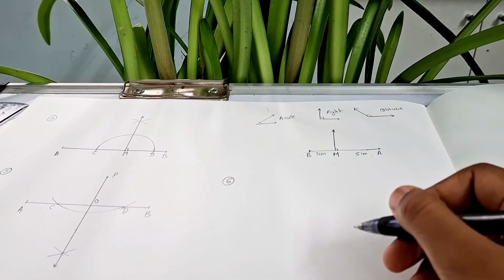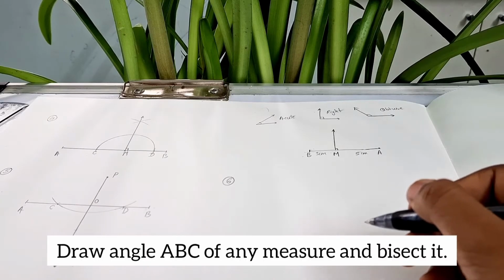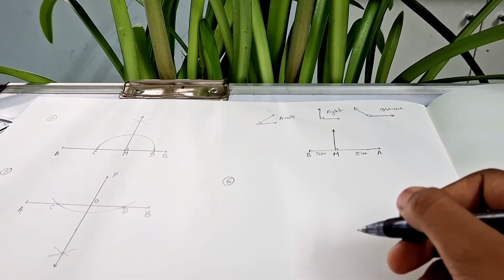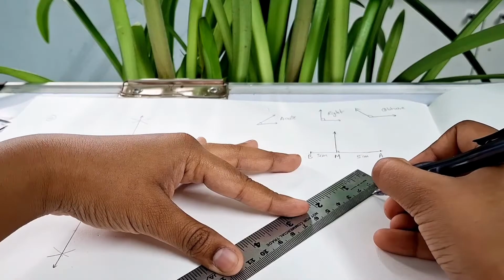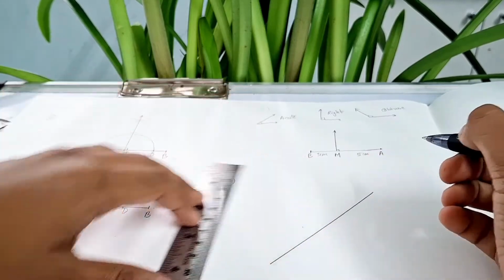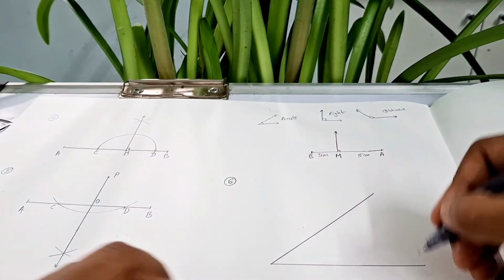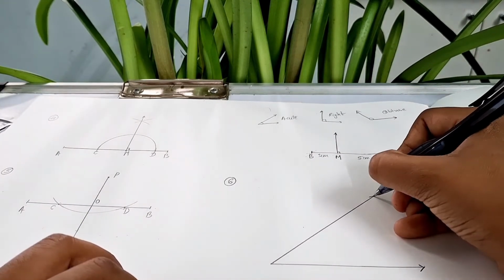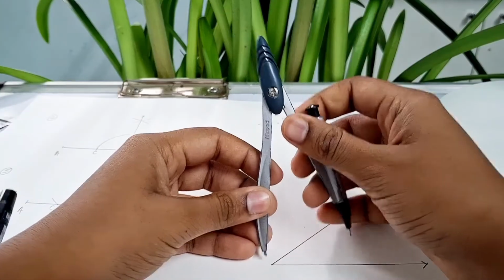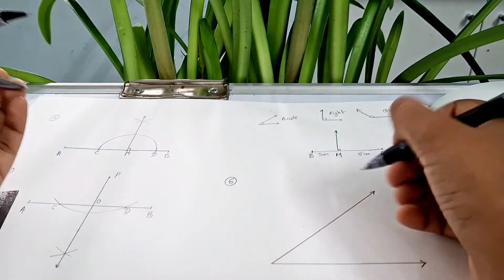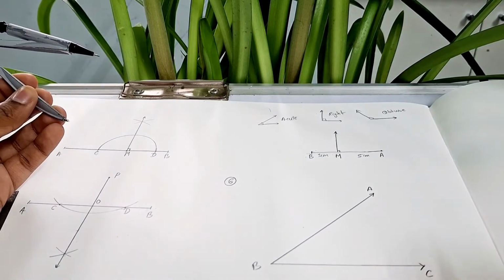Now moving to the 6th construction. The question is, draw angle ABC of any measure and bisect it. So we can take any measure. Here I am taking an acute angle roughly of any measure. I am not using a protractor because they have mentioned in the question that we can take an angle freehand of any measure. This is a very easy construction after learning about lines. Kindly label your angle. This is angle ABC as given in the question.